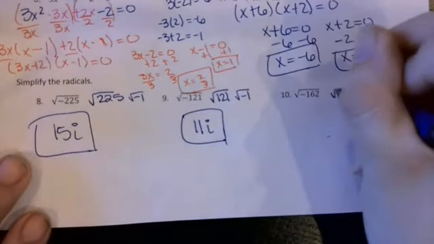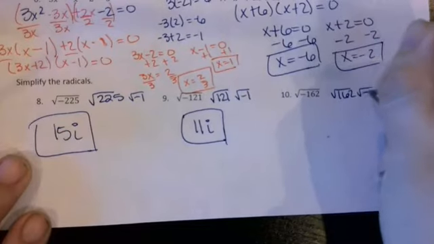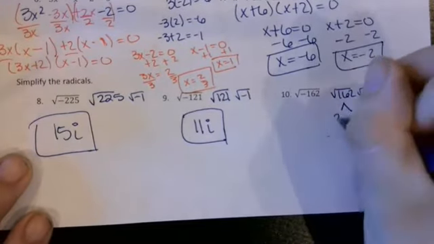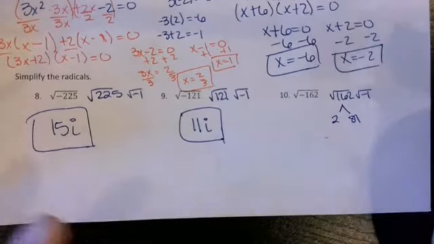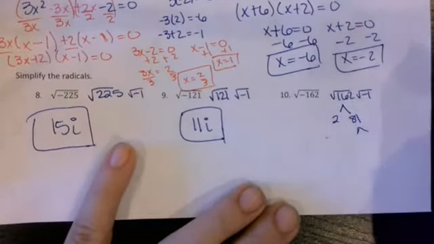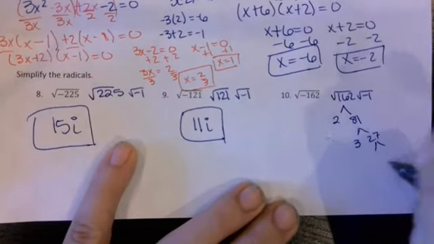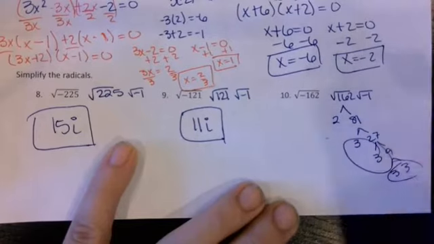Number 10, I'm going to split it up into the square root of 162 and the square root of negative 1. So 162 is not a perfect square. So I'm going to do my factor tree. I have 2 and 81. I have 3 and 27, 3 and 9, and 3 and 3. I have 2 sets of 3's.